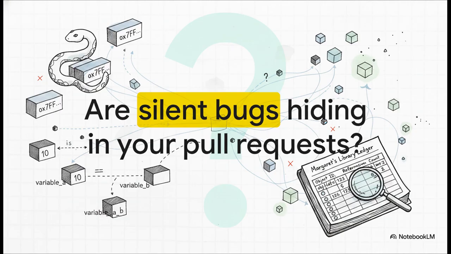So Margaret's big takeaway for Timothy is super clear. In Python, variables don't actually hold values. They're just references. They are name tags pointing to objects. And honestly, until you check that ID number, you really don't know who you're dealing with under the hood.